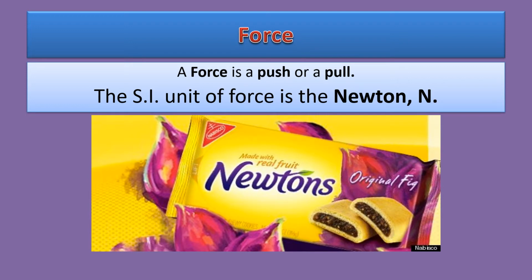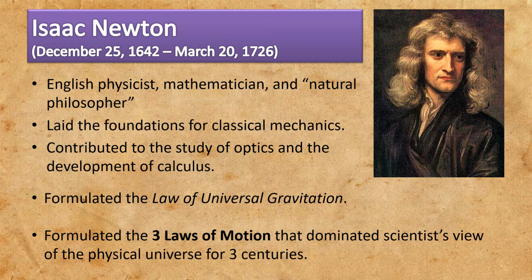The unit newton is actually named after Sir Isaac Newton, born December 25th, 1642, Christmas Day, and he died on March 20th, 1726. He was an English physicist, mathematician, and natural philosopher. He laid the foundation for classical mechanics. That's what we're studying right now, mechanics. He contributed to the study of optics, which is like how light behaves, and the development of calculus. He formulated the law of universal gravitation, which we'll study in Unit 6, and he formulated the 3 laws of motion that dominated scientists' view of the physical universe for 3 centuries.